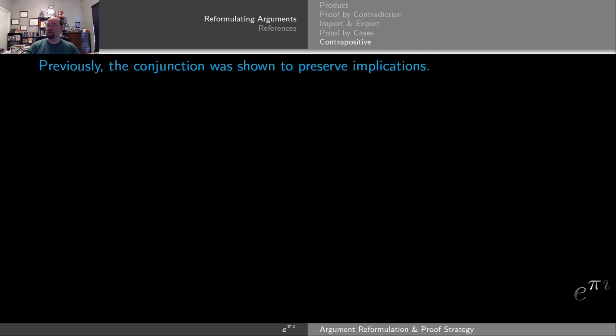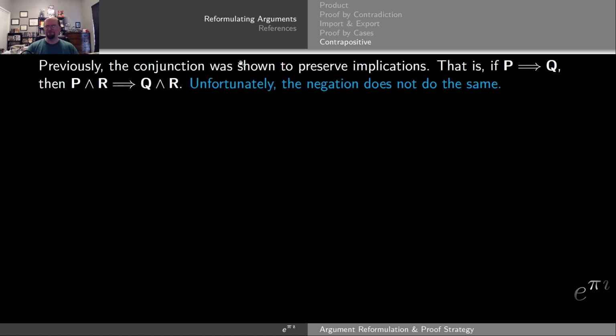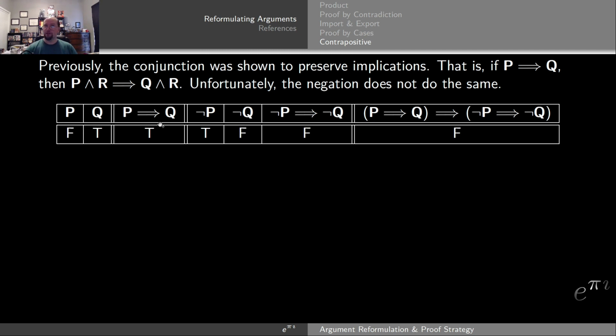Previously, the conjunction was shown to preserve implications. That is, if P implies Q, then one has that P conjunction with R implies Q conjunction with R. Unfortunately, the negation doesn't do the same thing. Let's consider P implies Q and negation P implies negation Q. In this case specifically, when P is false and Q is true. Well, false implies true is a true statement. But if you negate these, you get true and true implies false is a false statement, and true does not imply false, meaning this is a false implication.